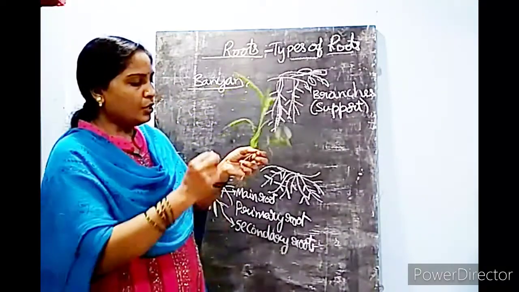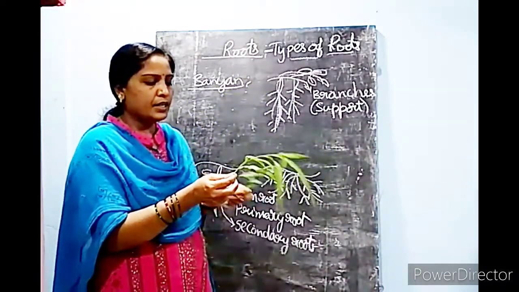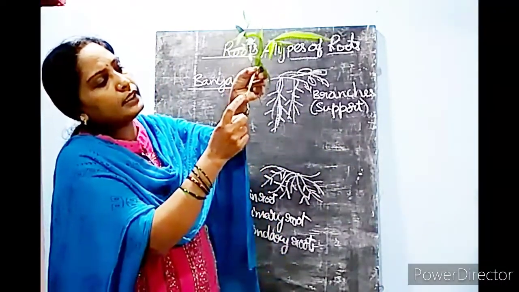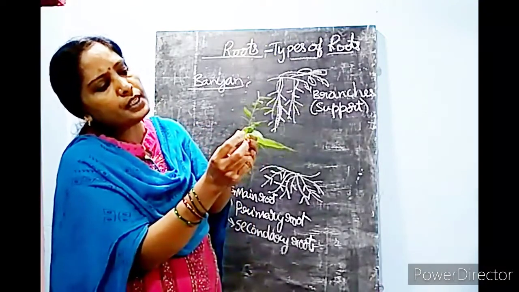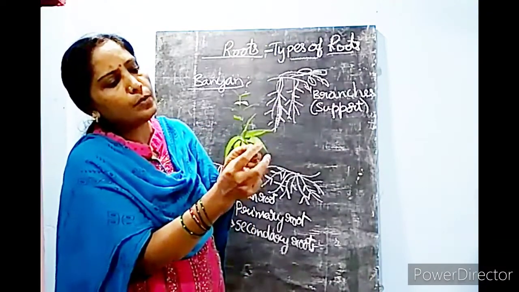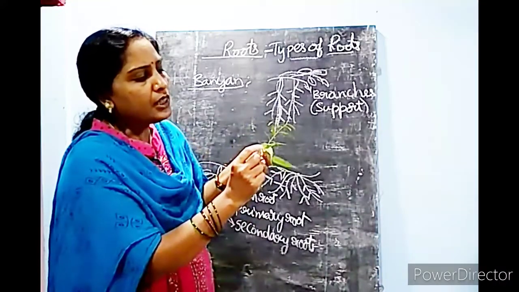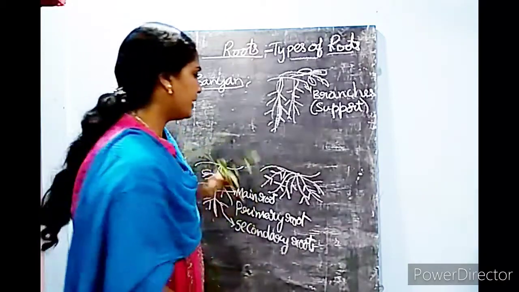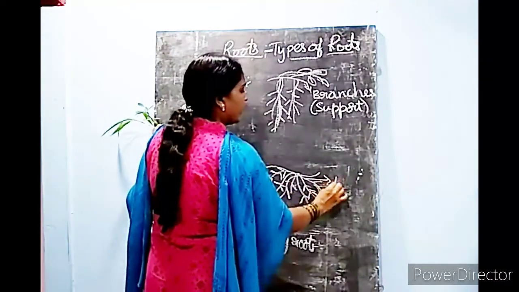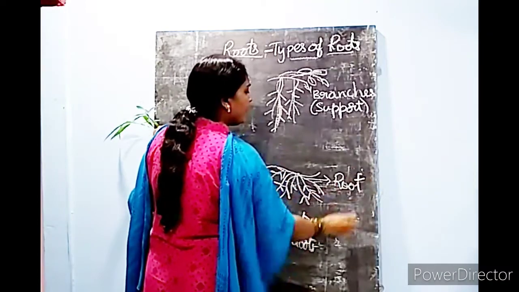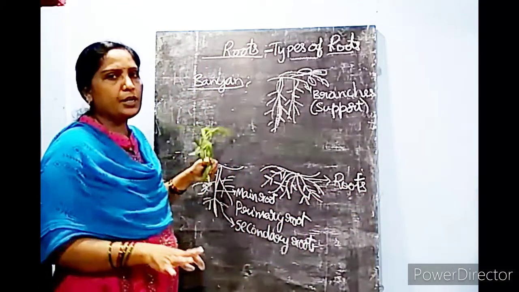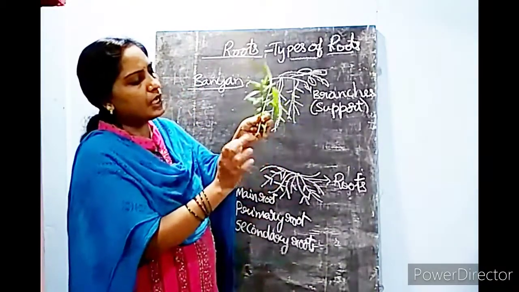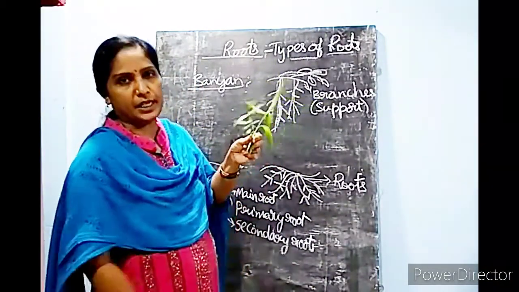Okay. Now, are you finding any main root in this plant? Is there any main root in this plant? There is no main root at all. All the roots are coming from the same base. All the roots are arising from the same place. There is no main root, no primary root and no secondary root. All the roots are coming out from the same place.